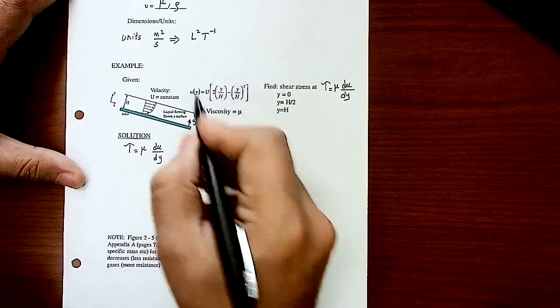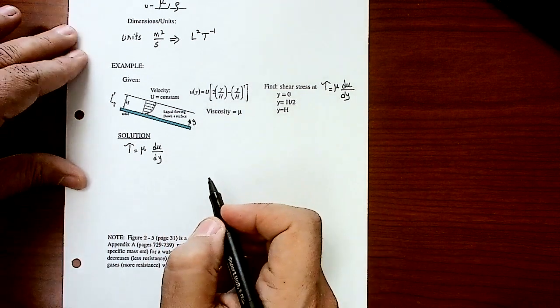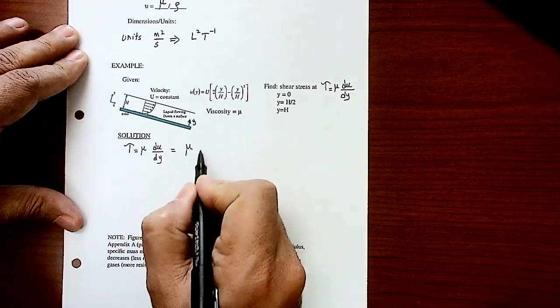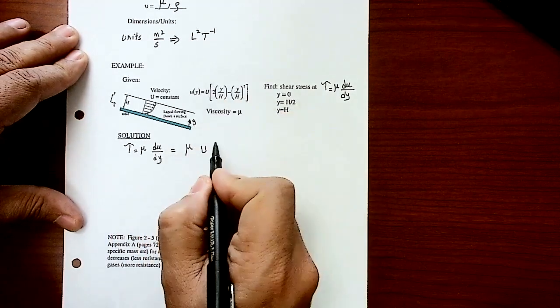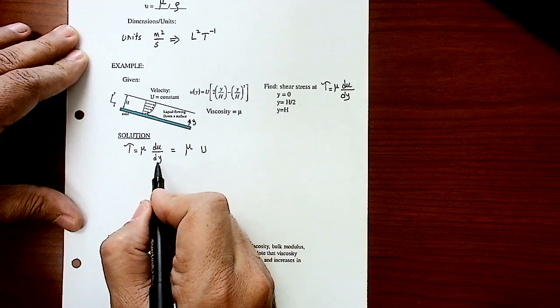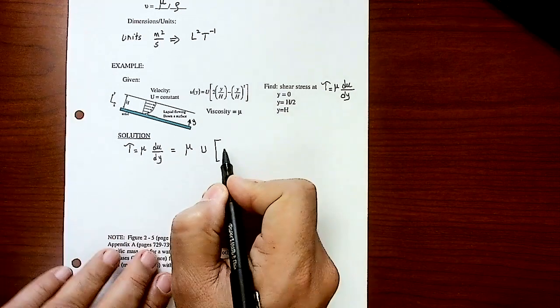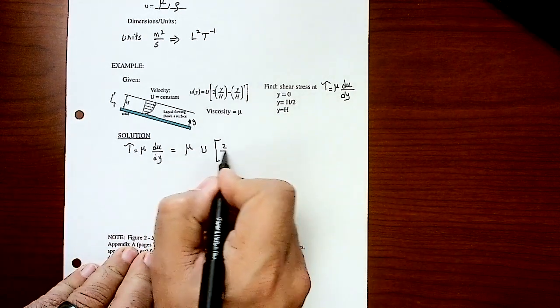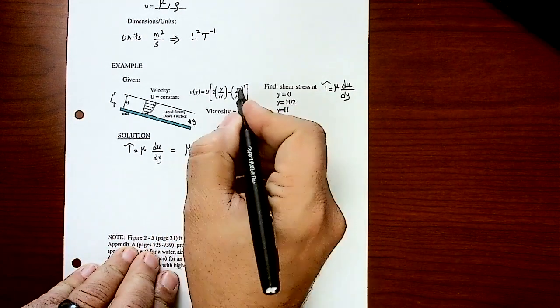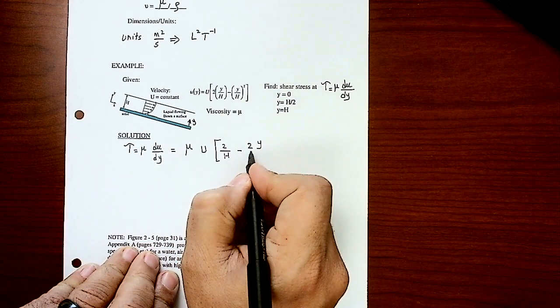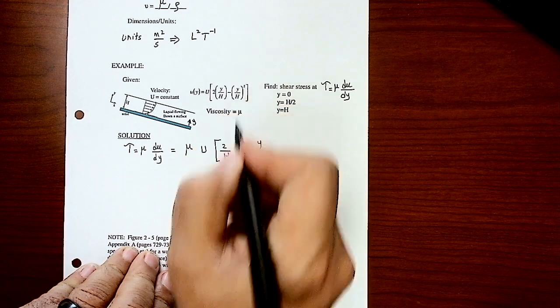So you want to take the first derivative as a function of y for this equation here. So it's going to be mu times U, right? Let's take the derivative here. We are differentiating relative to y, right? So it's going to be 2 over h minus, this is y squared, so it's going to be 2y over, remember this is h squared here.